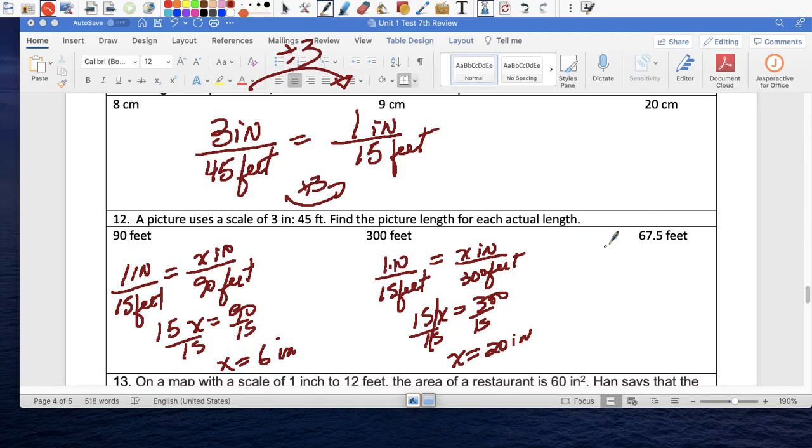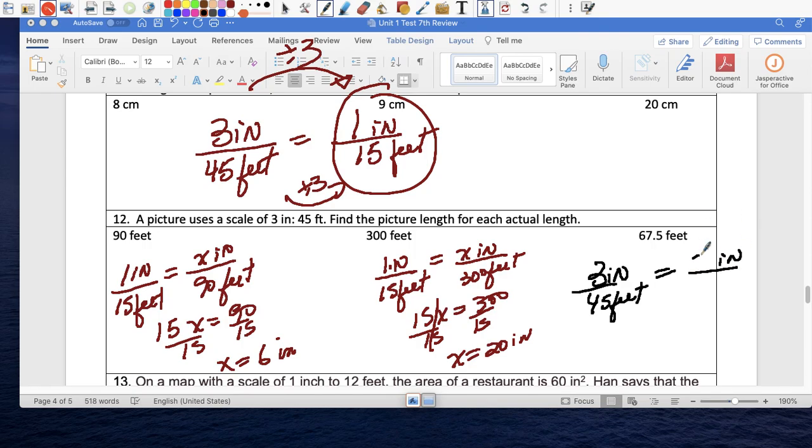Okay. Last one I'm going to do with the original. I'm not going to use the easy, simplified one. I'm going to use the original scale that they gave us. So just to see, 3 inches is 45 feet. And then we want to know inches. I don't know how many inches. And then we have 67.5 feet. How many inches would that be?